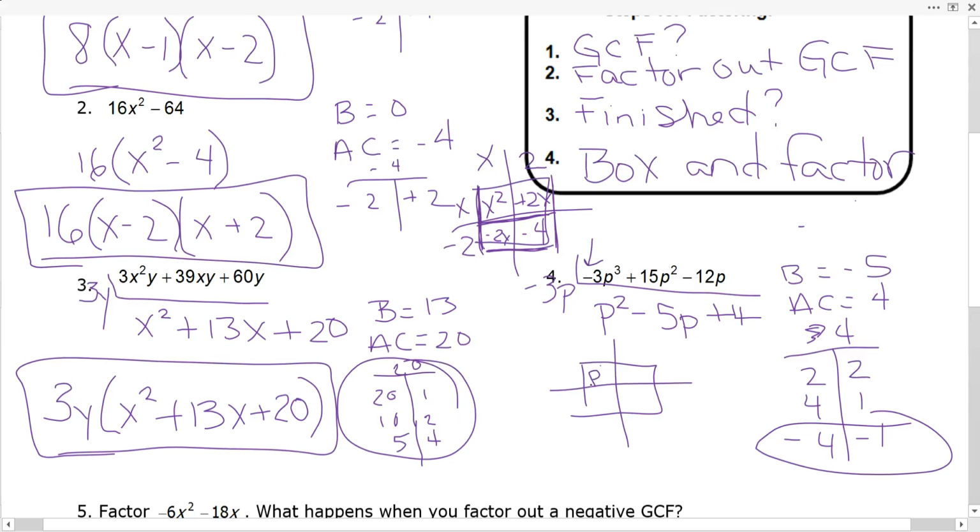I put my p squared in the top left. I put my 4 in the bottom right. I have my magic numbers that it doesn't matter where I put them.